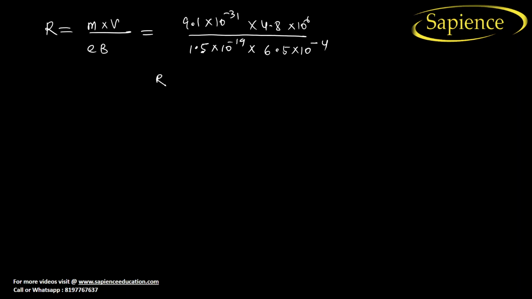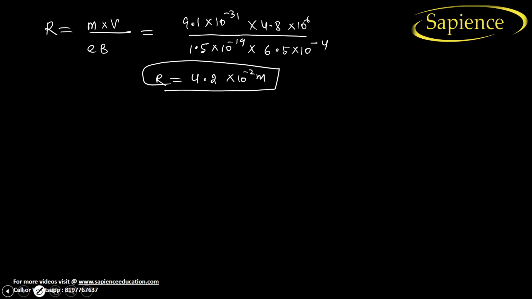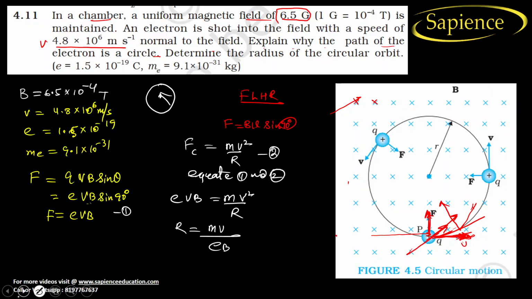Pause the video and you will get the radius. The radius will be equal to 4.2 into 10 to the power minus 2 meter, right? Or you can easily convert it into centimeter. So I hope you have understood this question. It is a very easy question, or you can also derive it properly, right? Got it? So this is the radius. Now, is there any part they have left? No. Okay.